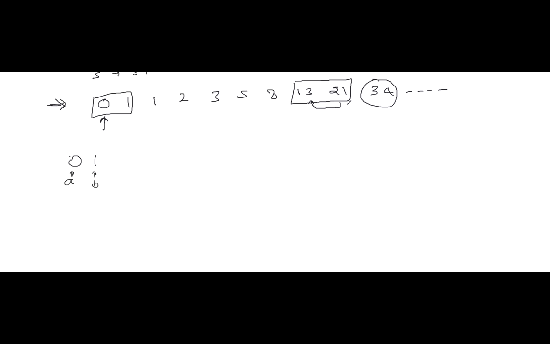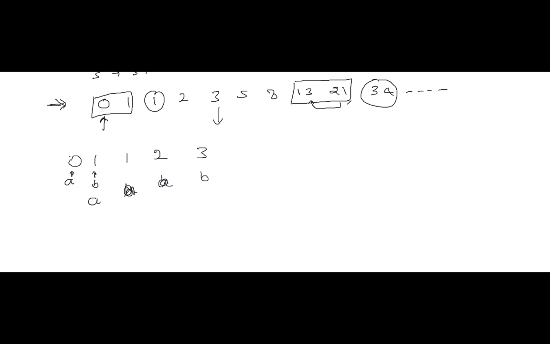Now you can add a plus b, so the value would be 1. Now you can shift this: a becomes this and b becomes this. Now you have to find this, so again add a plus b, and you will get 2. Now this becomes a and this becomes b. Now you want to find the next element, so again a plus b, that means 3. Now this becomes a and this becomes b.